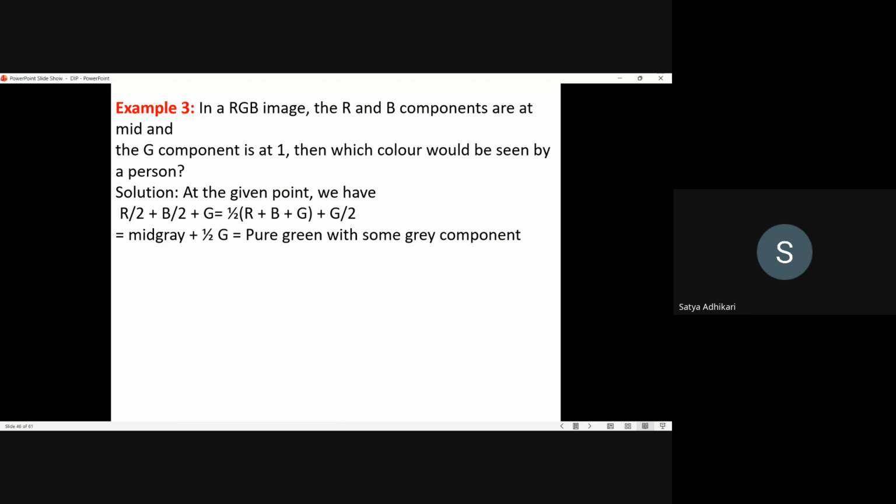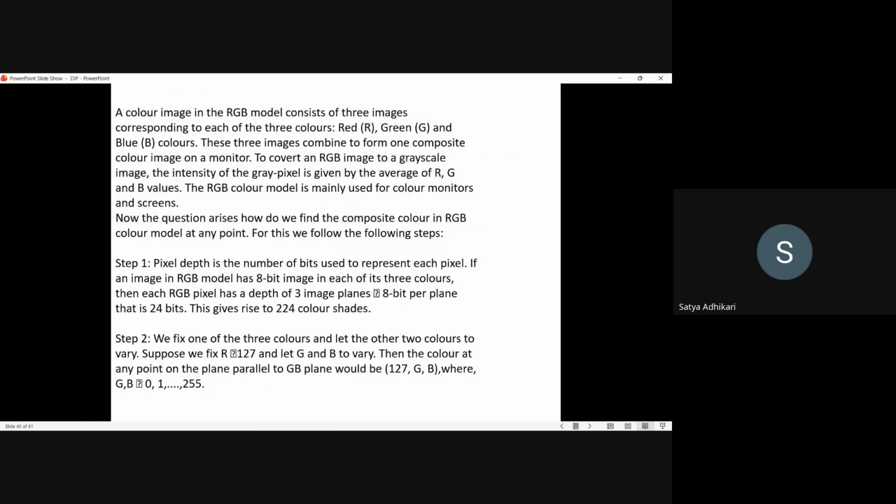Let us say a color image in the RGB model consists of 3 images. We know that these 3 images combine to form one composite color image on the monitor. To convert an RGB image to a grayscale image, the intensity of the gray pixel is given by the average of the RGB values. So if we want to convert RGB to gray level values, the value lies between 0 and 255. Now the question is, how do we find the composite color in the RGB color model at any point?